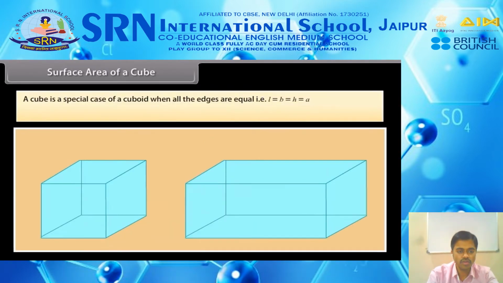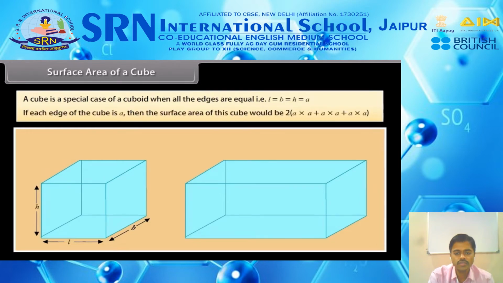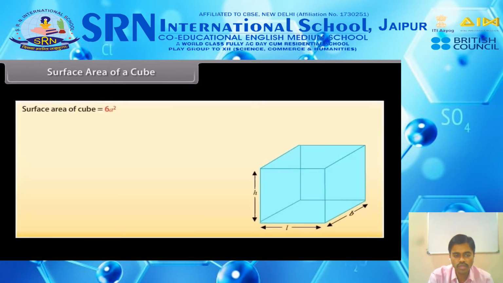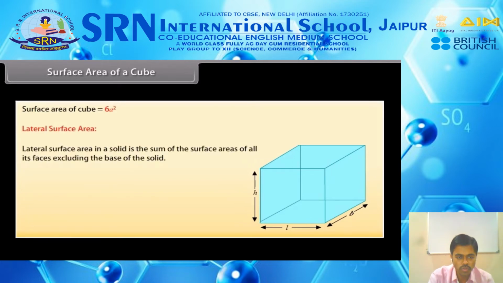Surface area of a cube. A cube is the special case of a cuboid when all the edges are equal, that is length is equal to breadth, breadth is equal to height, and height is equal to A. If each edge of the cube is A, then the surface area of this cube would be twice of (A square plus A square plus A square). Surface area of a cube is given as 6A square.